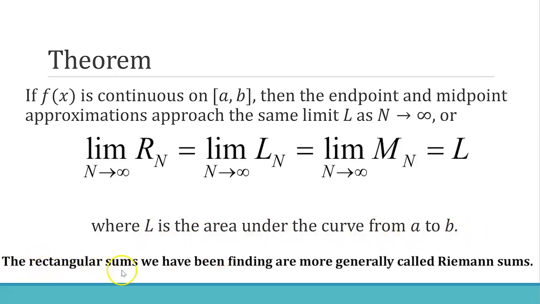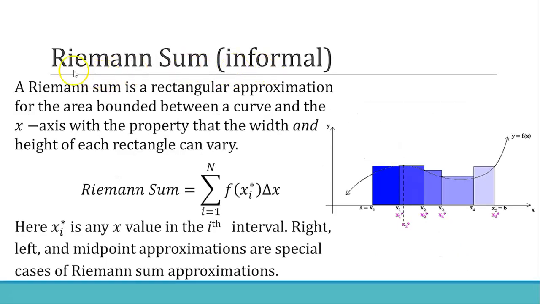So the rectangular sums we have been finding are more generally called Riemann sums. So we're going to take a closer look at that. Let's informally talk about Riemann sums. A Riemann sum is a rectangular approximation for the area bounded between a curve and the x-axis with the property that the width and the height of each rectangle can vary.